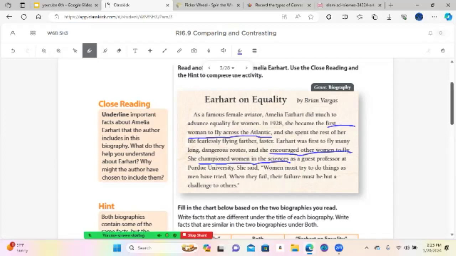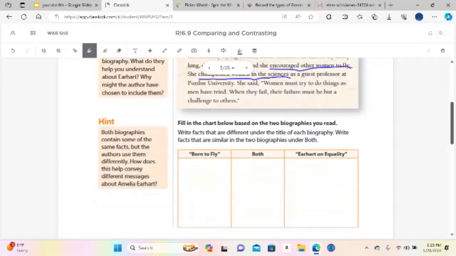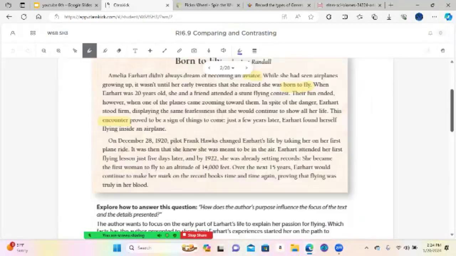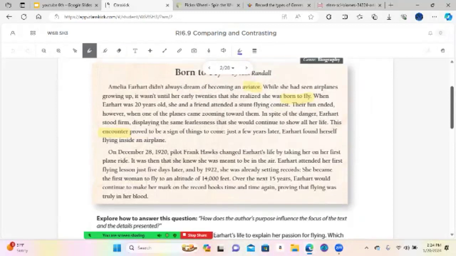So let's fill in the chart below based on the two biographies you read. Write facts that are different under the title of each biography, and write facts that are similar in the two biographies under both. So what we can do is go back to each text, and you can record what was similar and what was different.